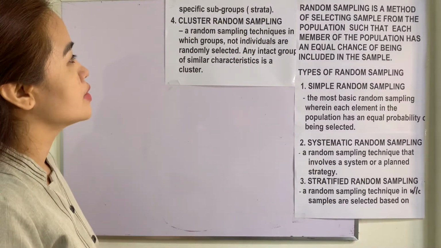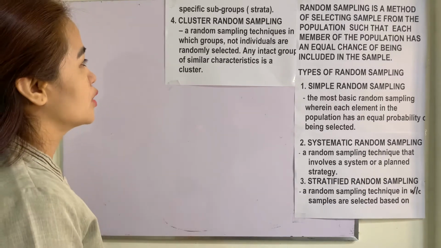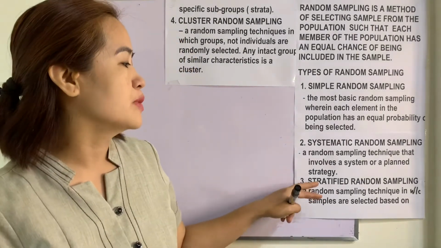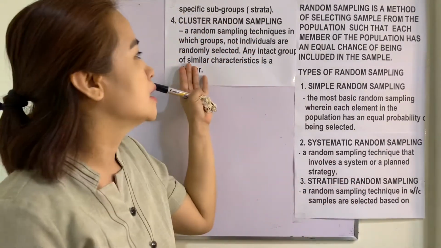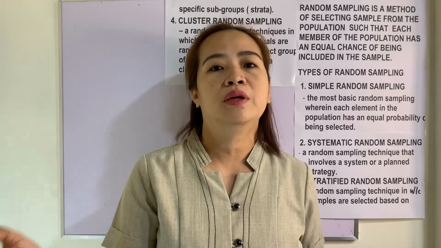Cluster random sampling is a random sampling technique in which groups, not individuals, are randomly selected. Any intact group of similar characteristics is a cluster. So what is the difference between stratified and cluster? In stratified, you will be getting individuals. Here, you will be getting groups. The most commonly used surveys in the Philippines are Pulse Asia and the Social Weather Stations, because there is a certain area only in which you will be gathering the needed information.